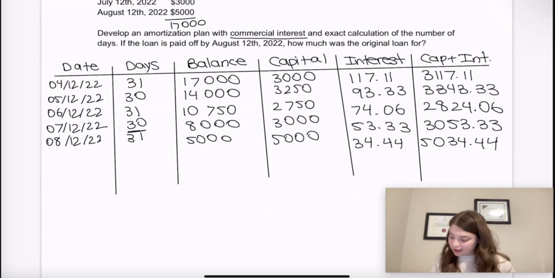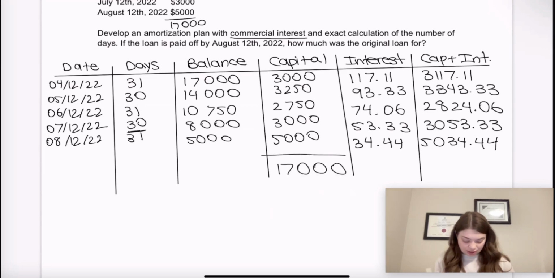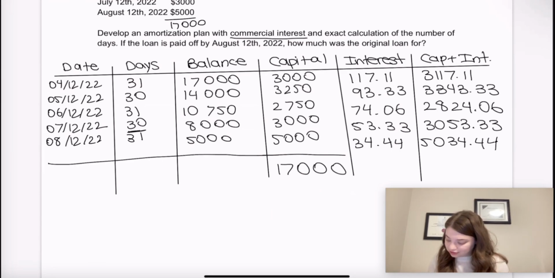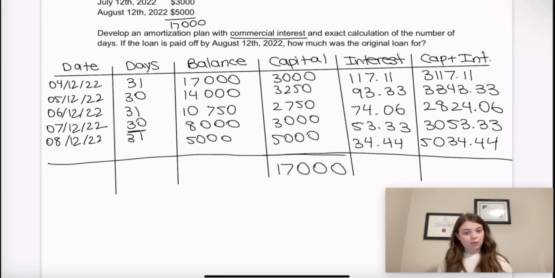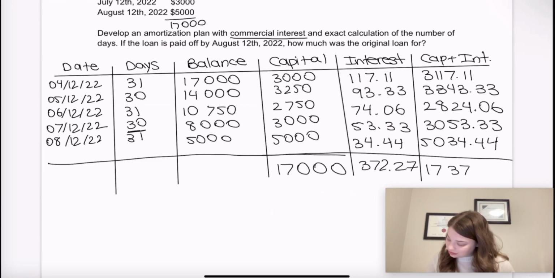So then if I add up all the capital, it should add up to $17,000. So that's the last thing I should do, for my amortization table, is add up all this, that the total capital will be paid off. The total interest, that's going to be $117.11 plus $93.33 plus $74.06 plus $53.33 plus $34.44. That is overall $372.27. So overall, the capital plus the interest is $17,372.27.